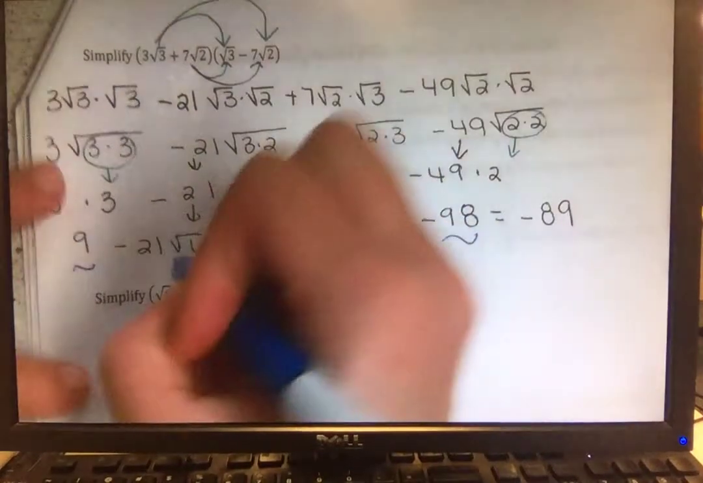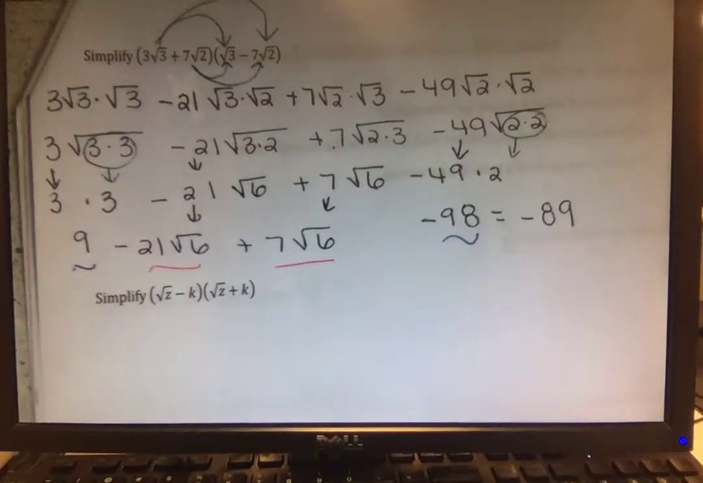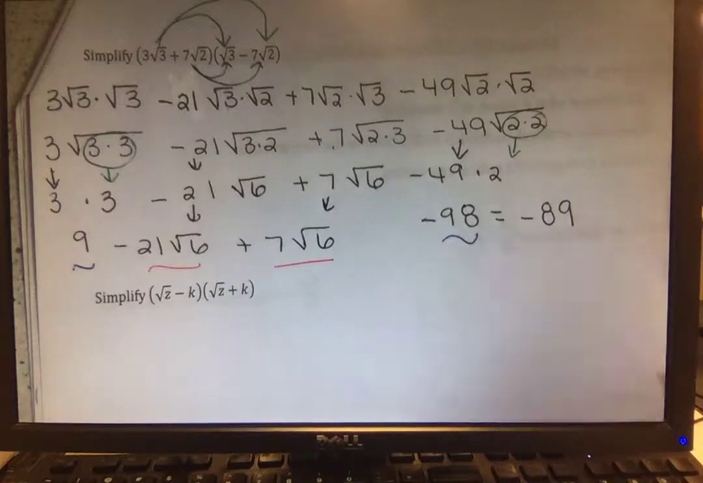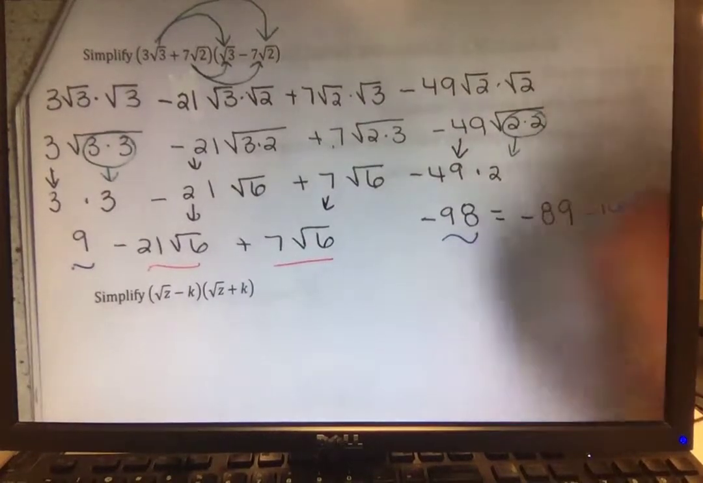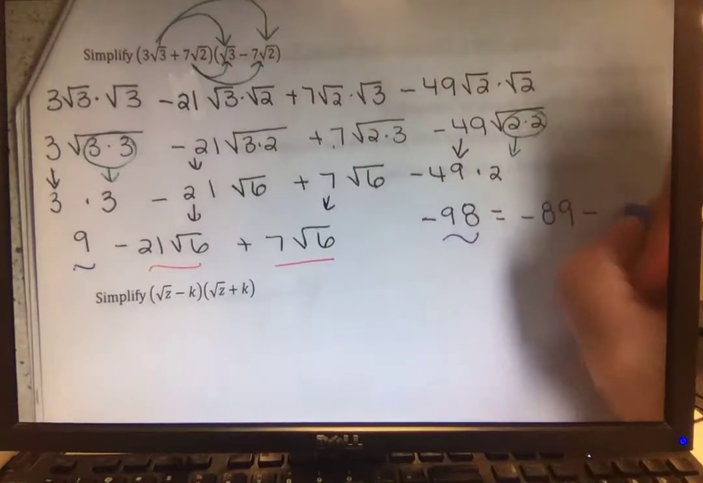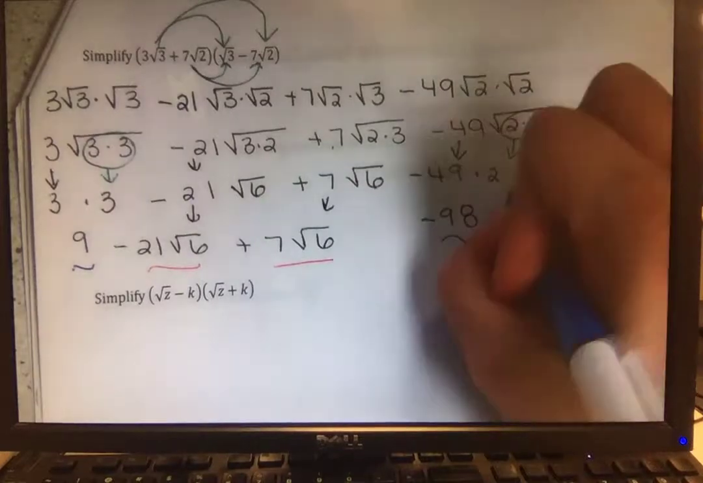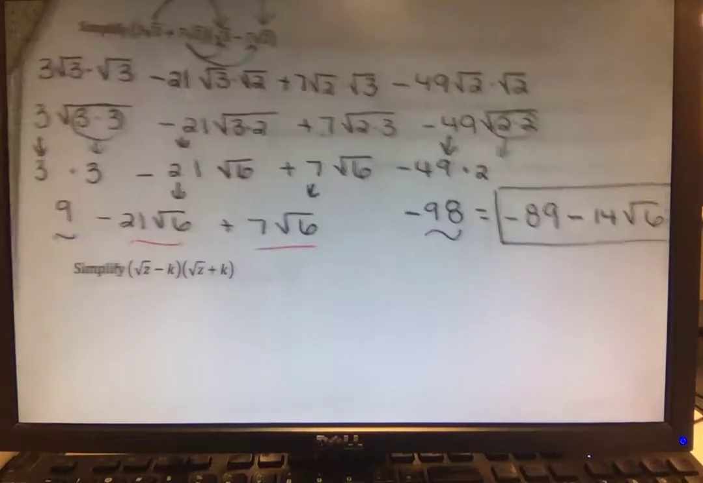And we have negative 21 square roots of 6 plus 7 square roots of 6, which will give us negative 14 square roots of 6. These are not like terms, so we cannot go any further.